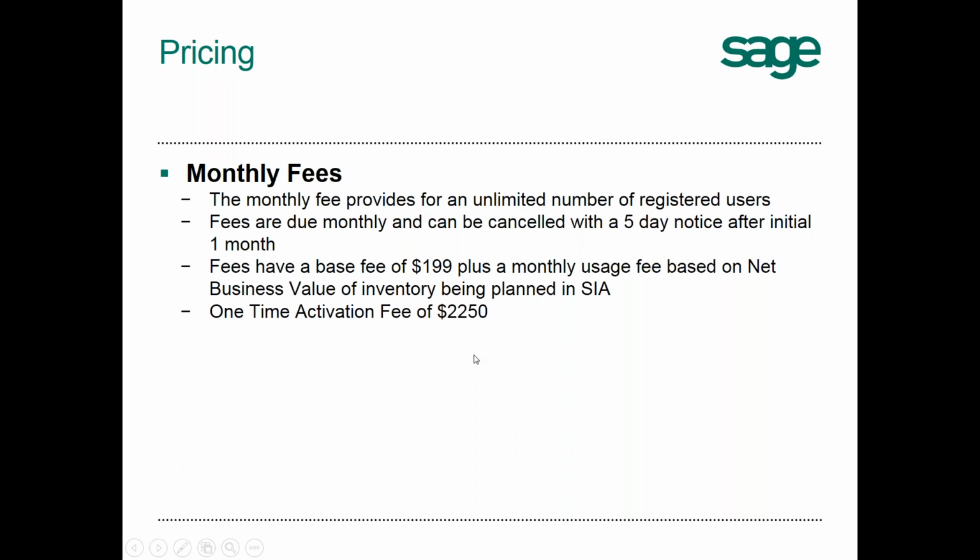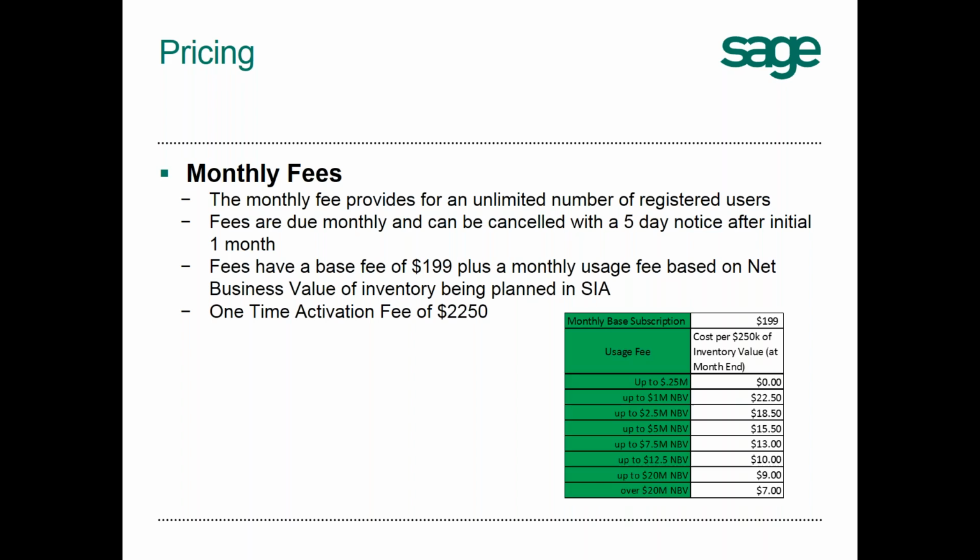There is a one-time setup of $2,250, and that covers our cost of setting up your instance of Inventory Advisor on a Sage-provided server, setting up the connector to your Sage 100 or ERP server, loading your data, providing some training and some consulting services to get you up and running. Then there is the monthly subscription, and it's based on two components. There is a base fee of $199, and then what we call a value fee, which is how we keep this scalable across our larger and smaller customers.